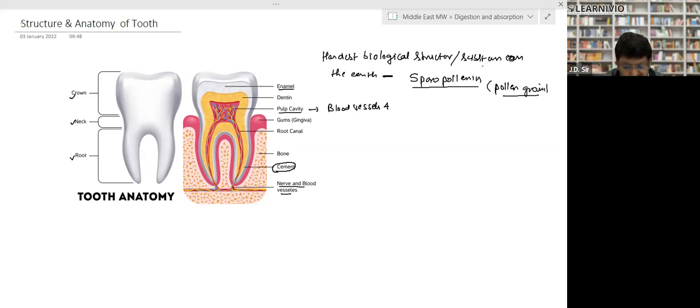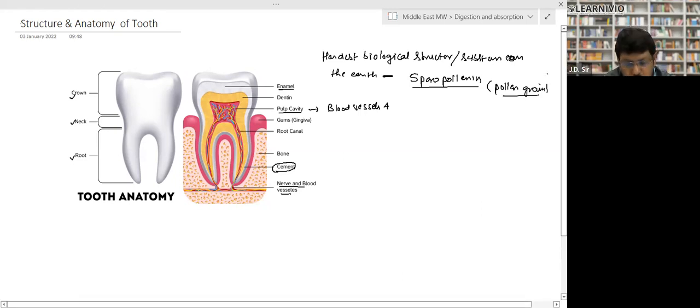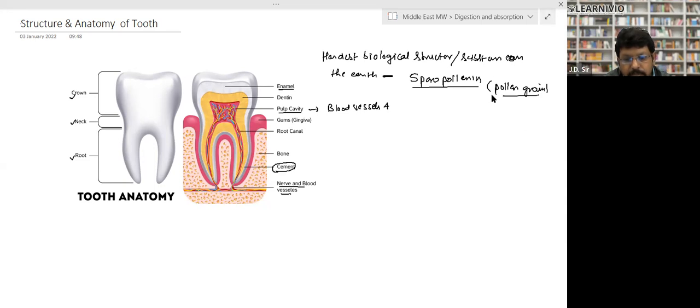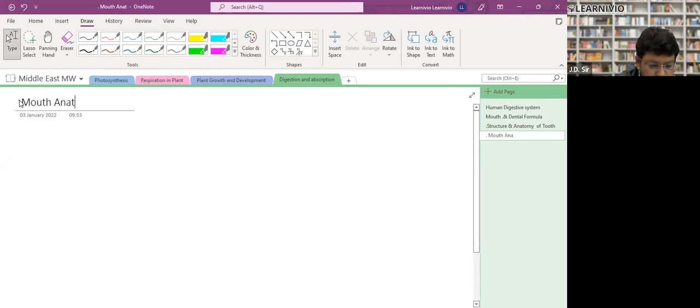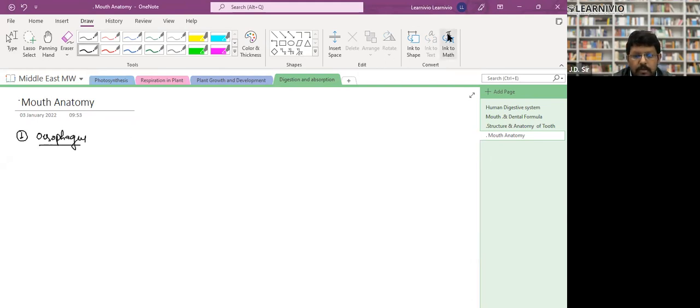So this was the dental structure. Now put the heading: anatomy of digestion. In anatomy of digestion, we'll study one by one. The next part is mouth, right? Please start noting down. So the first heading is esophagus. We are going to study the anatomy part. The first part is esophagus, right? Please note it down.